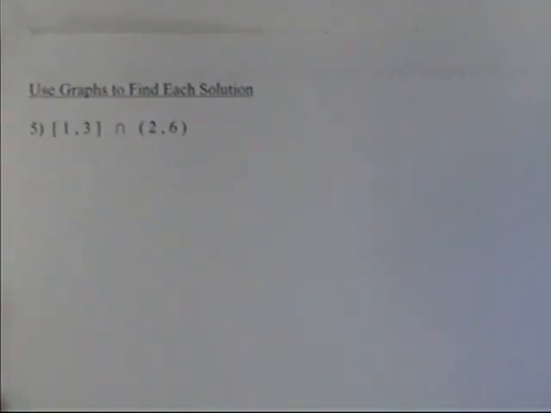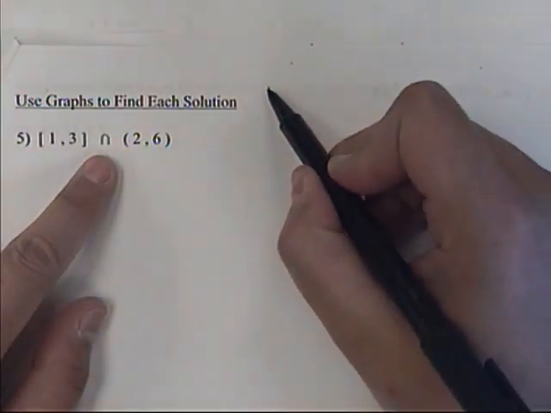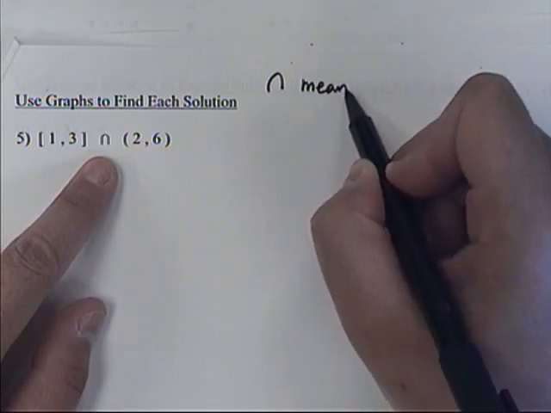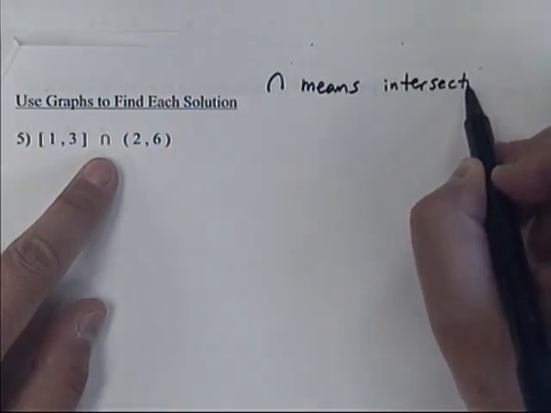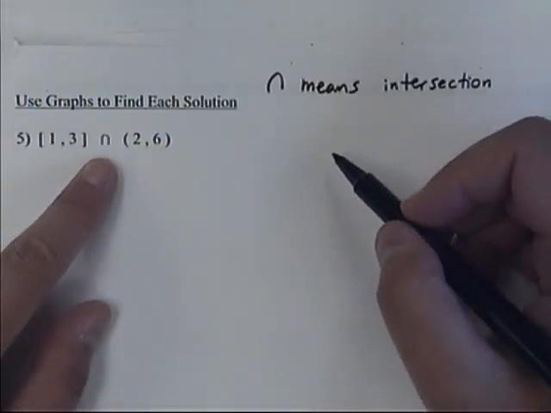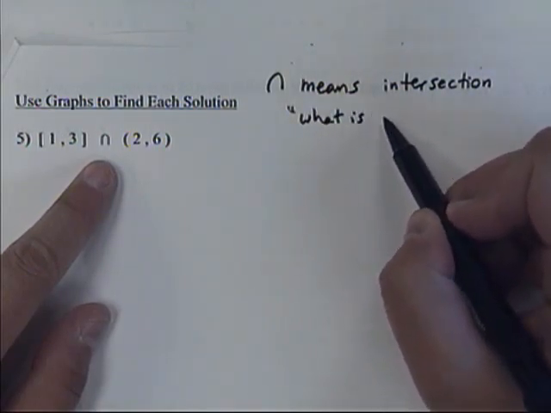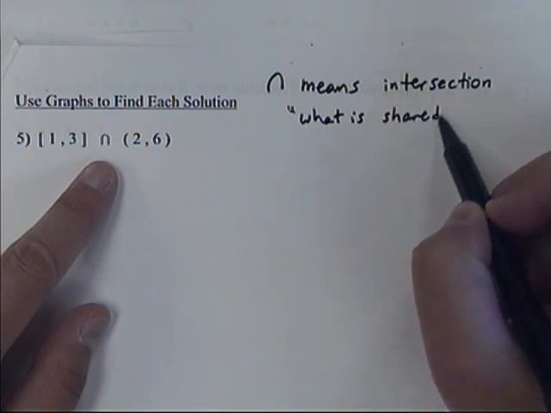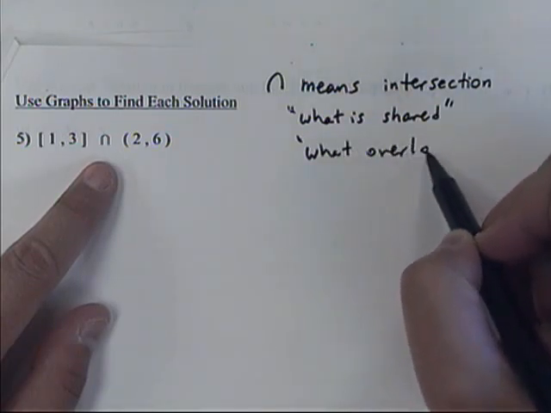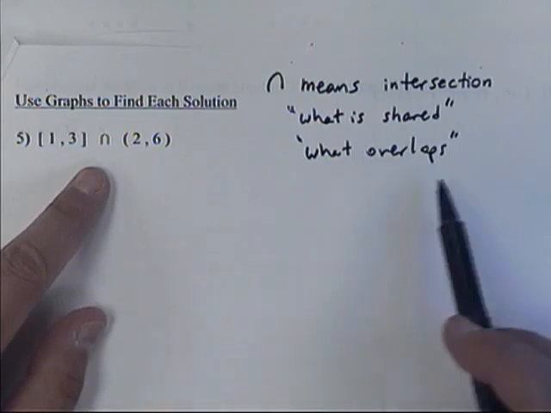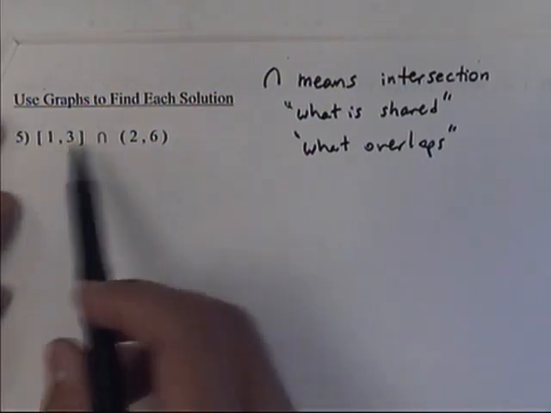Okay. Now, we talked about this symbol on the first day of our lessons this year. This means intersection. It means what is shared or what overlaps. I like to think of it as the second definition, the overlapping parts. Because what we're going to do right now is I'm going to graph each one of these.